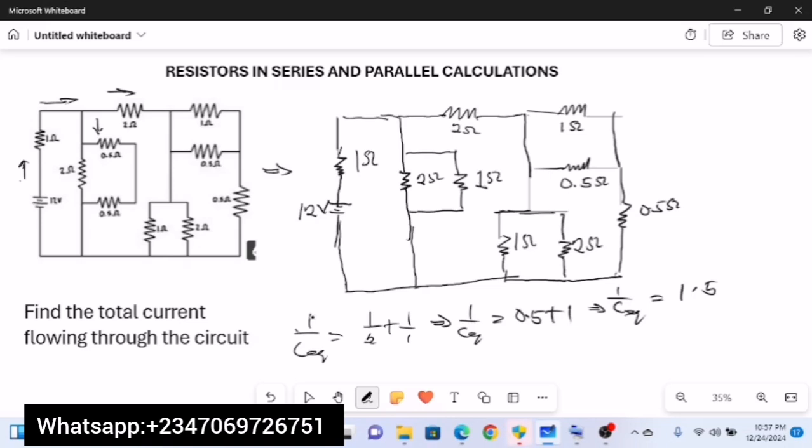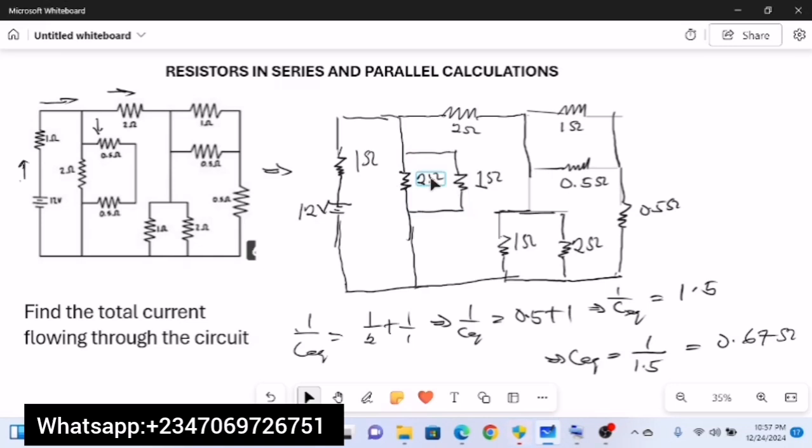In order to make R equivalent the subject, you simply take the reciprocal of 1.5. So R equivalent is equal to 1 divided by 1.5, which is approximately 0.67 ohms. Okay, so that becomes the equivalent resistance between these two when resolved in parallel.